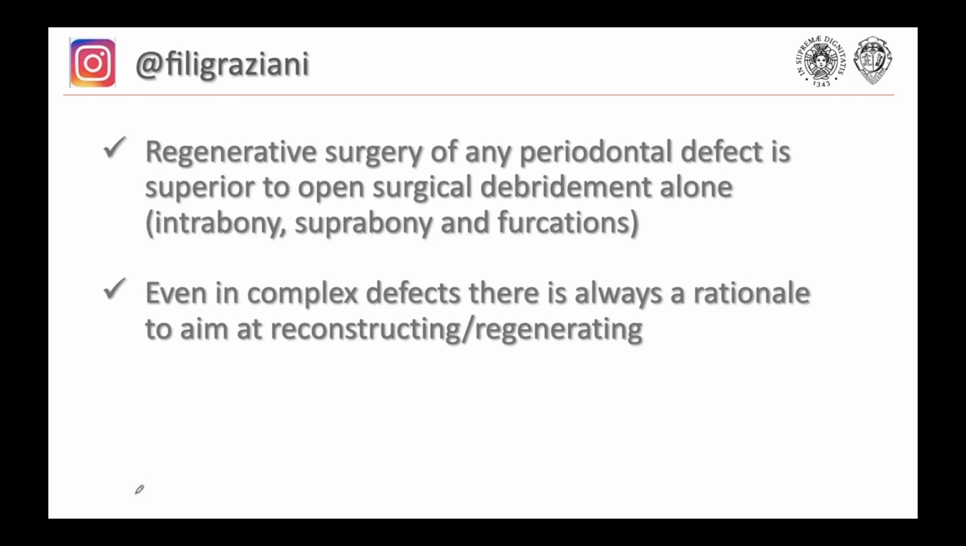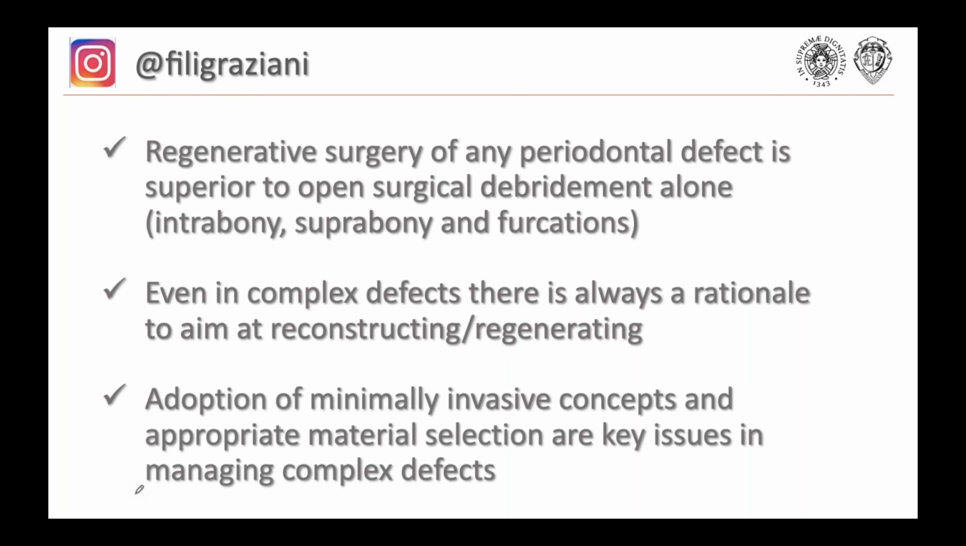And even in complex defects, and I'm talking about the apically involved ones with a suprabony component, there is always a rationale in aiming at reconstructing or regenerating. I use "reconstructing" because I don't really know whether I do regeneration or not over there, but surely if you don't plan to change the anatomy of the tooth, so there is no perio-prosthodontic involvement, I would consider that very much. And the adoption, on one hand, of minimally invasive flap concepts, and on the other hand, choosing the material according to the biological issue, should be important in managing complex defects.